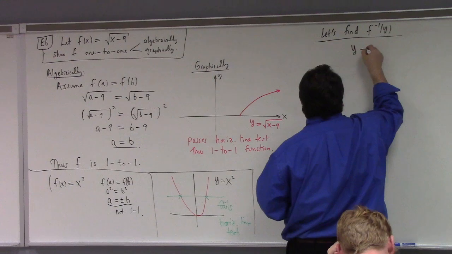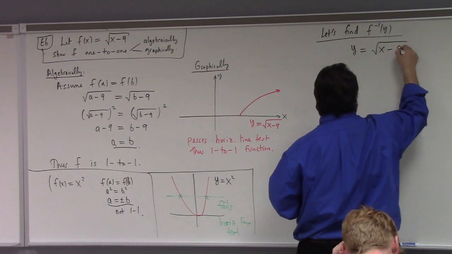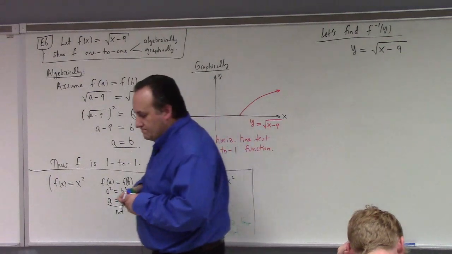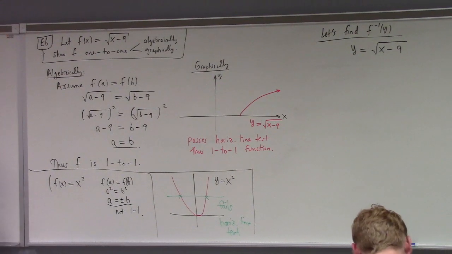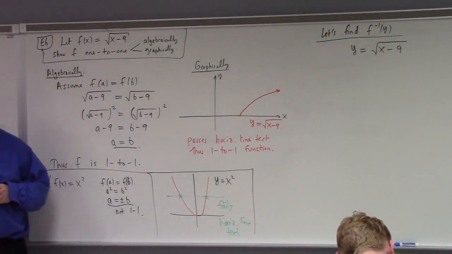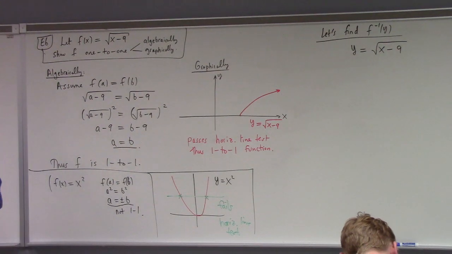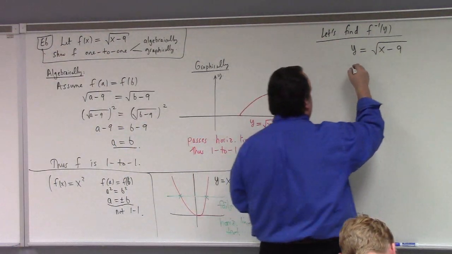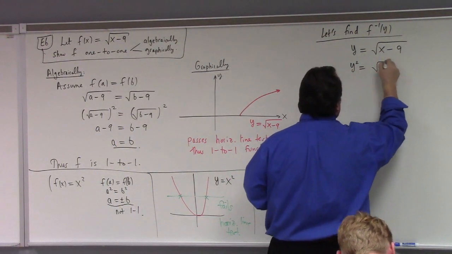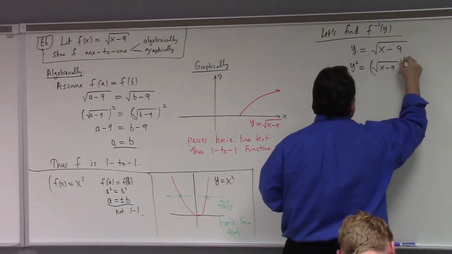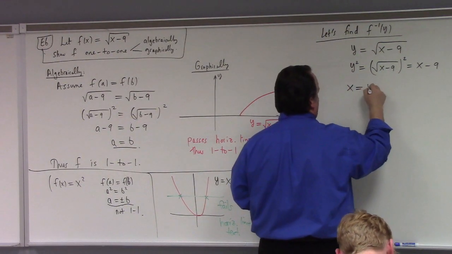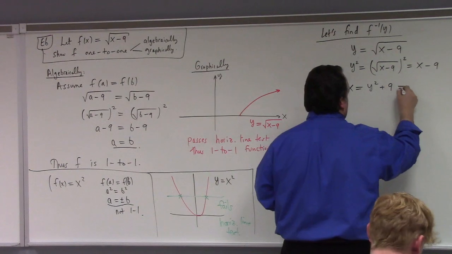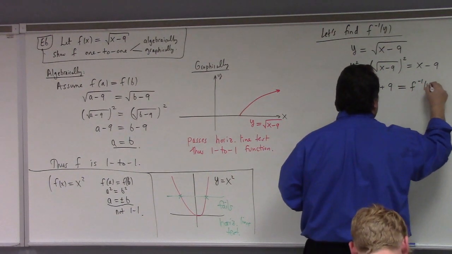So how do we do that? We start by writing y equals the square root of x minus 9. There's the formula for the function. And then I solve for x, right? Solving for x will find me f inverse of y. How do I solve for x? Square it. I like it. So we get y squared equals the square root of x minus 9 quantity squared, also known as x minus 9. And one more move, x is equal to y squared plus 9. There you go. That is, quote unquote, f inverse of y.